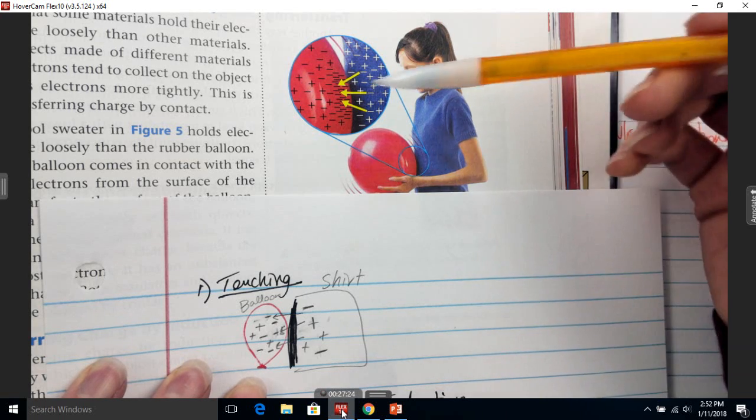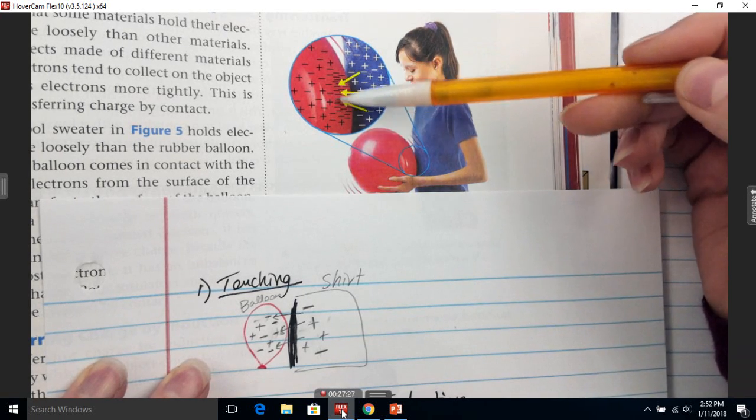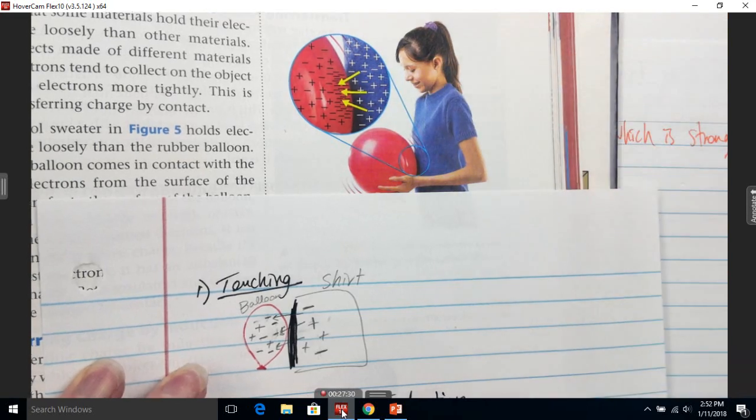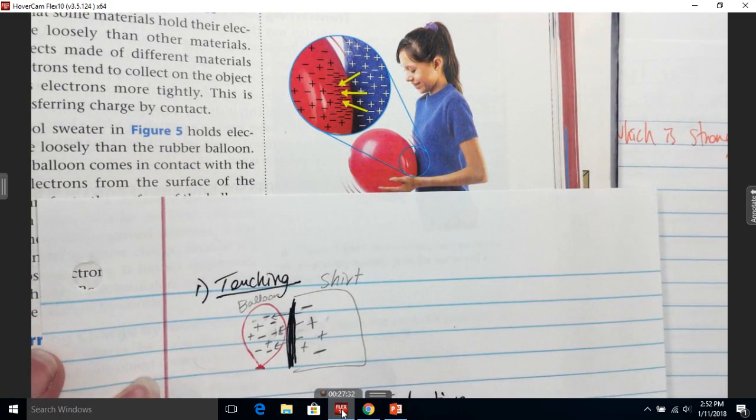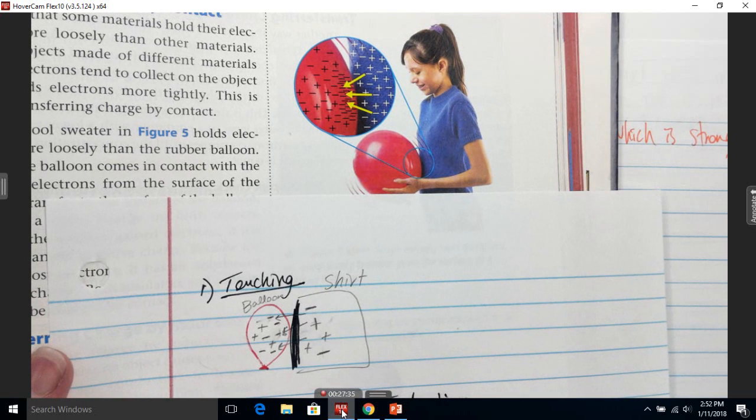I mean, the book picture went to the extreme. Look at all the negatives that the book took. That's what would happen. The balloon takes the electrons, picks them up. He's taking the electrons. He's not going to take the protons. The exchange happens between the electrons. That's why it's called electric charges.